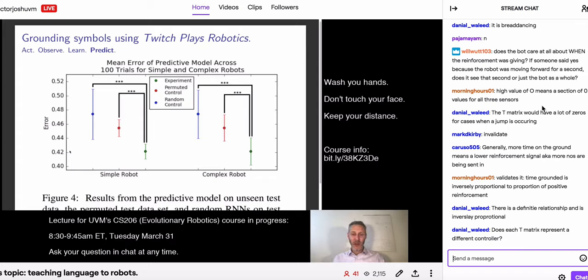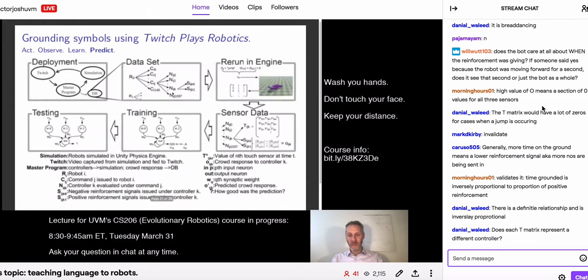We can then ask the question, how good are those predictions? Well, we created a control experiment, which is shown in red. I'm not going to talk about the blue one. And the red one here is called permuted control. What is permuted control? I'm going to go back for a moment.